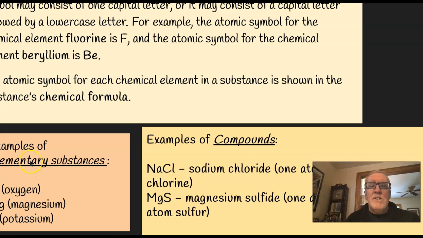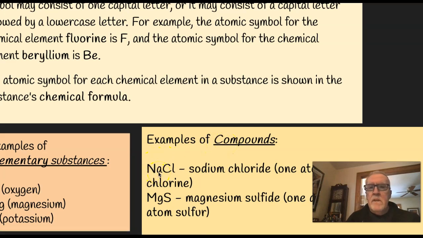Examples of elementary substances. Now that means there's only one element. O, oxygen. That's it. There's only oxygen. Mg, magnesium. Only one element, magnesium. K, potassium. Again, it's an elementary substance because there's only one element. These are compounds, more than one element.